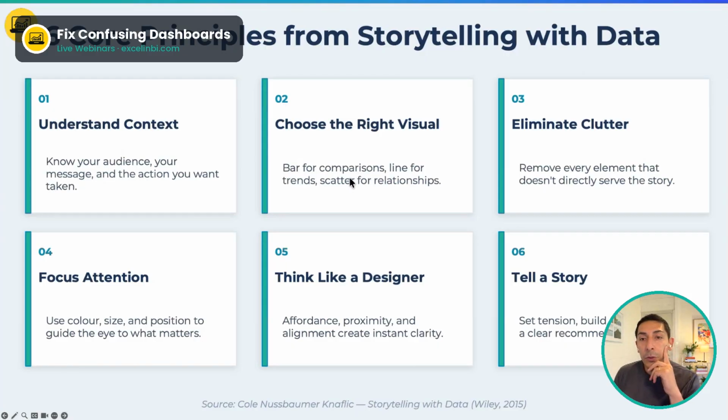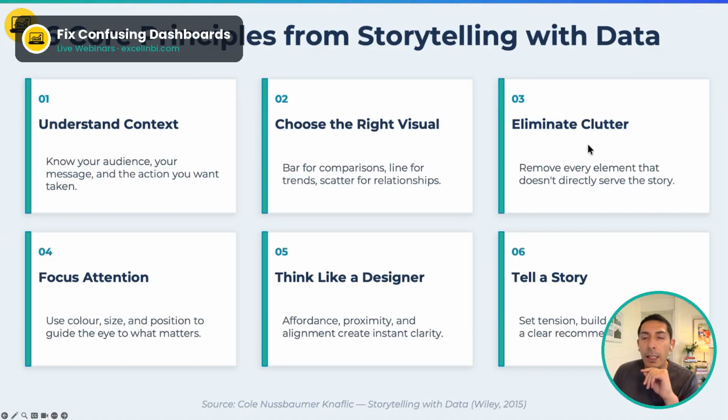Then choose the right visuals. Doesn't mean that because you are able to do a pie chart, line chart, and any kind of fancy chart, you need to use them all. Try to use them wisely. For example, use a bar chart for comparison, a line chart for trends, and a scatter chart for relationships. Those are the kind of things that will guide you to make proper relationships.